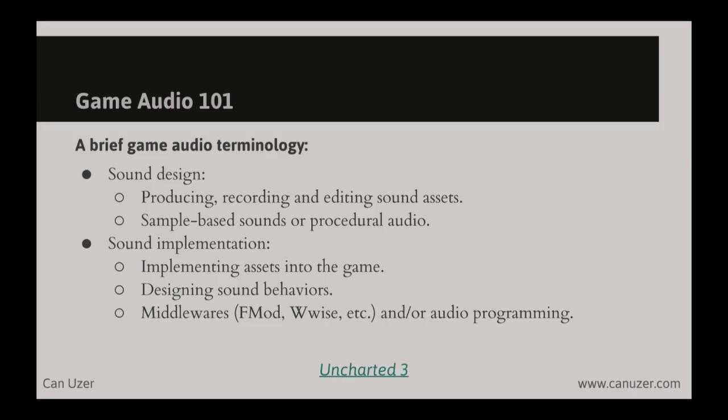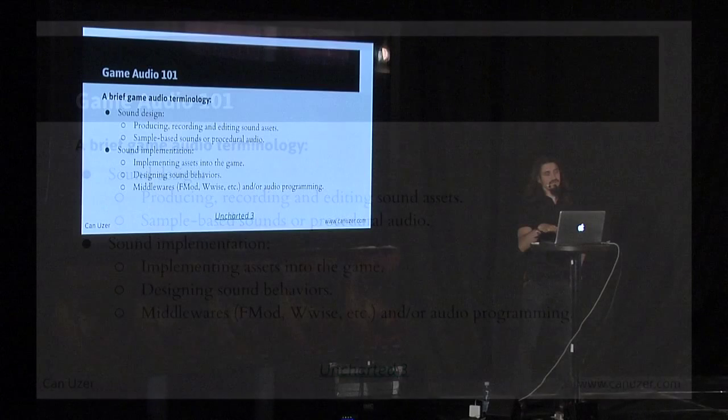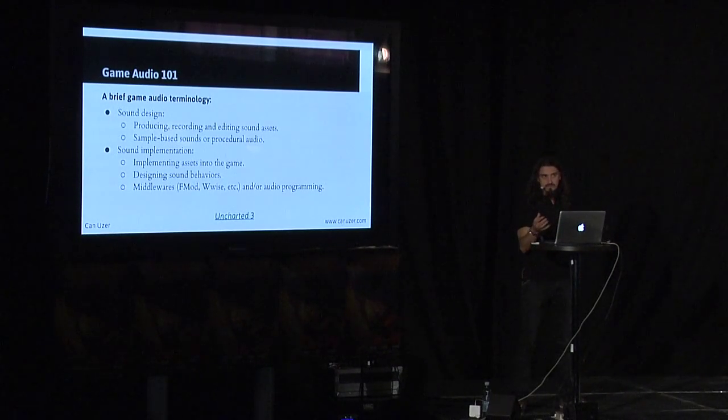And people usually use middlewares for this, like FMOD, Wwise, and Fabric for Unity. But you can also implement the sounds with a custom engine. And the beauty of sound implementation is there's such an organic connection between design and implementation. When you're implementing sounds and designing behaviors, you go back to your design and change things because there's this constant synergy between them. I want to show this example from Uncharted 3.